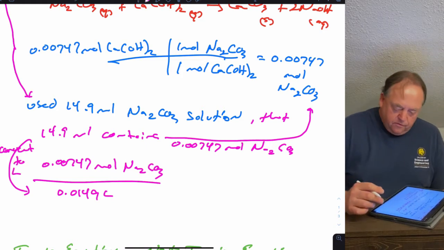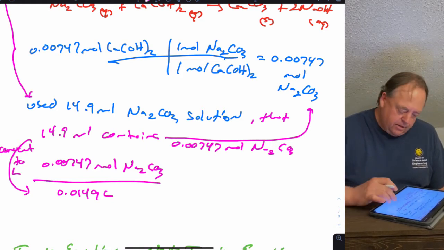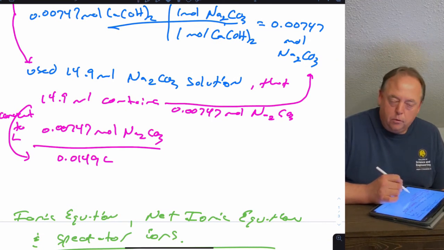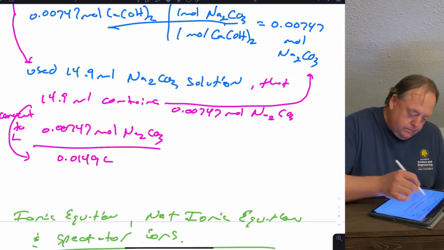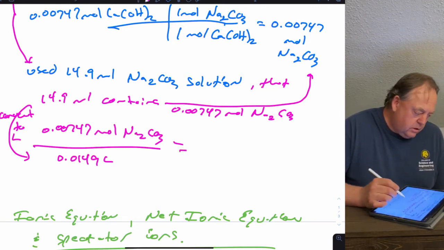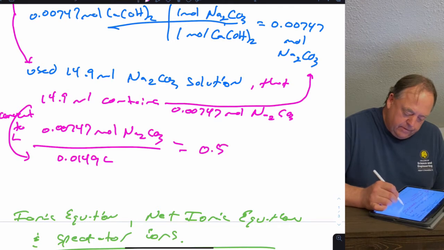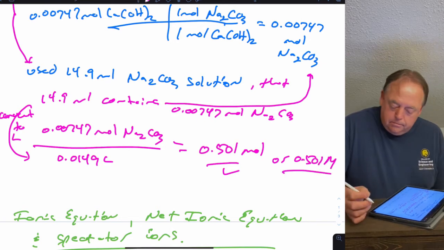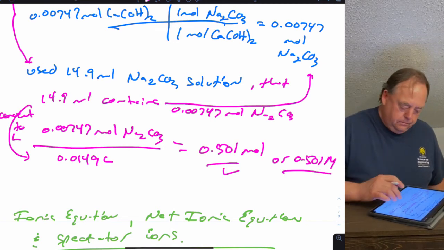So convert your 14.9 mL to liters, so divide by 1,000. So 0.00747 moles of sodium carbonate in 0.0149 liters. So then your concentration is 0.501 mole per liter, or 0.501 molar.